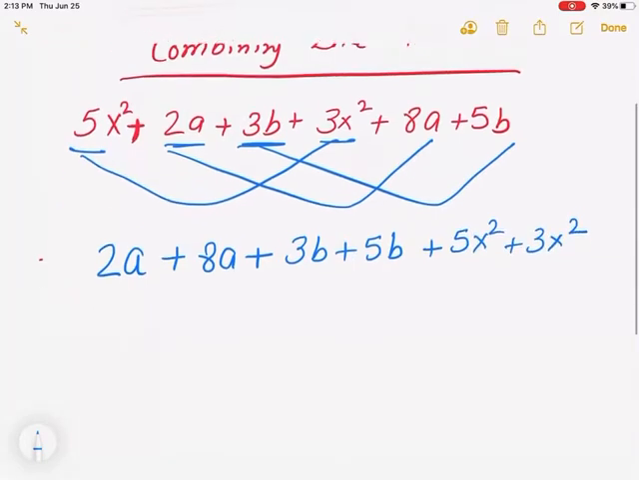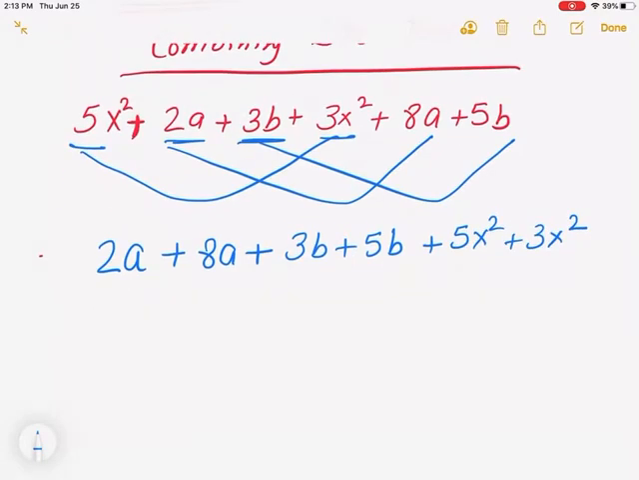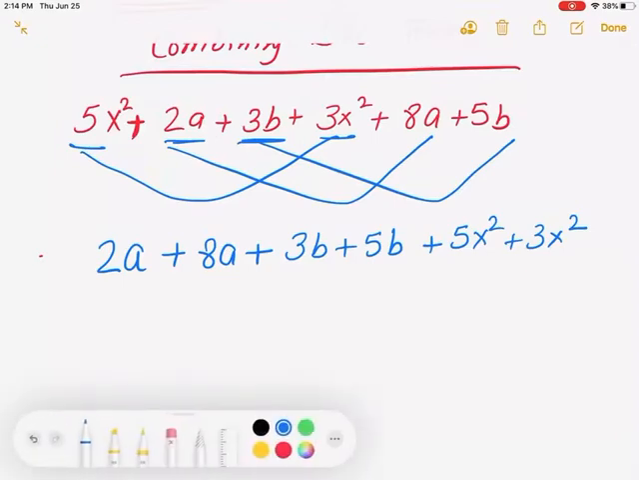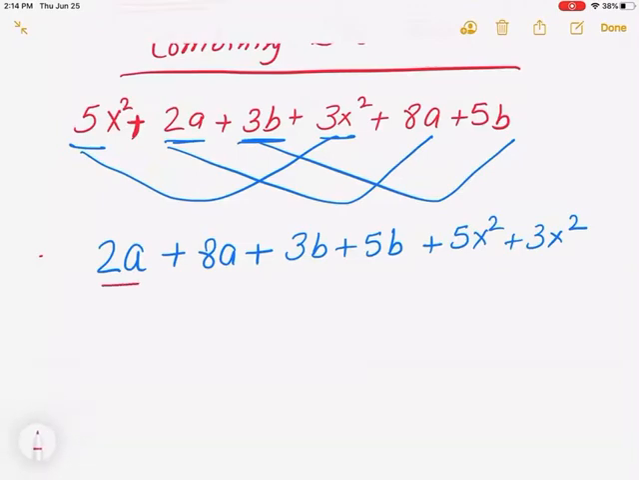Now, the rest is pretty simple. Now we're going to be combining like terms. When it comes to combining, we don't do anything to the variables. Basically, it's just adding or subtracting the coefficients, or the numbers in front. So when I said 2a added to 8a, a would stay the same. I'm just adding up these numbers. So 2 added to 8 becomes 10a.